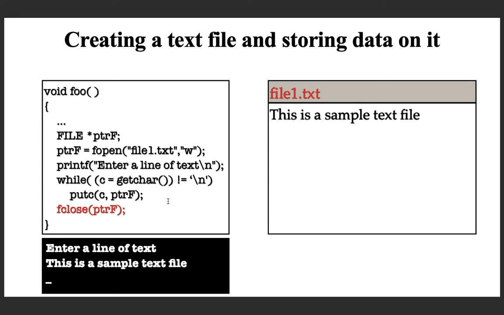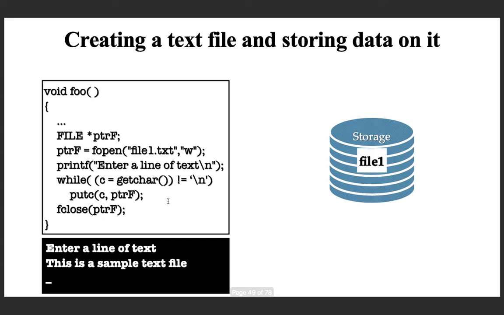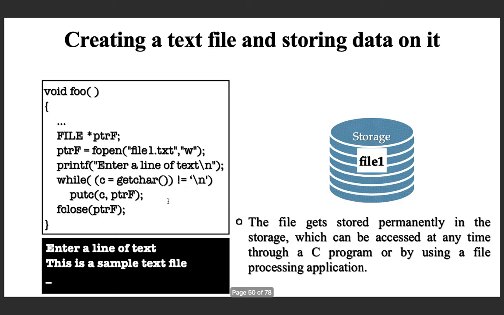And finally, you are closing it. Now you have opened it. Closing it means it's actually getting stored inside the permanent storage device. The file gets stored permanently in the storage, which can be accessed at any time through a C program or by using a file processing application. So now we have seen an example program, a function foo, which creates a file, file1.txt.